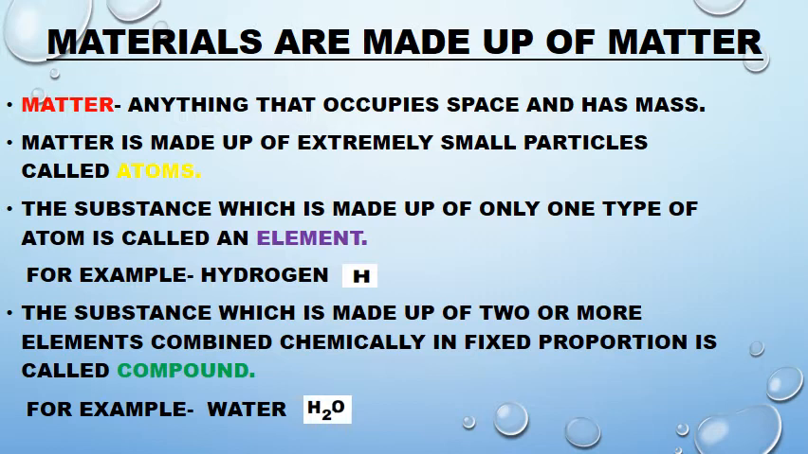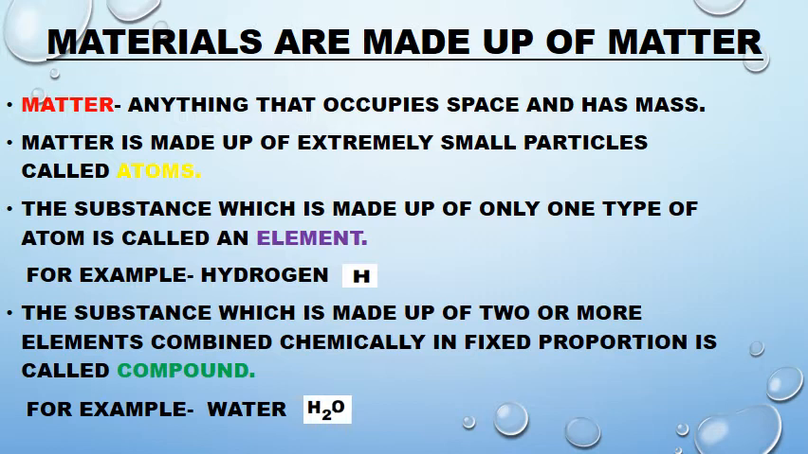Now further, these atoms make substances. And what are those substances? These substances are elements and compounds. So any substance which is made up of only one type of atom is called an element. For example, we can take hydrogen, we can take oxygen. Now in hydrogen, only one type of atom is present.